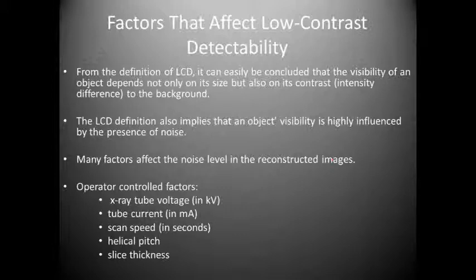Many factors affect the noise level in the reconstructed image, such as X-ray tube voltage in kV, tube current in mA, scan speed, helical pitch, and slice thickness. If you'll notice, these are all operator controlled factors, so we can make modifications in the amount of kV that we use or the mA. We can also modify the scan speed, how long it takes for a rotation, and not just a rotation of the tube, but also how long the scan will take in general. Helical pitch is how much ground is covered per table movement, and also slice thickness, which is somewhat related to each of these.